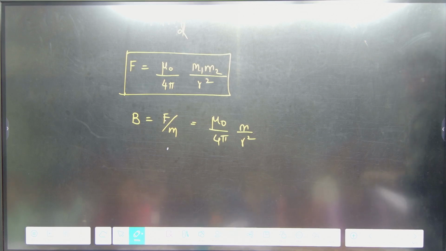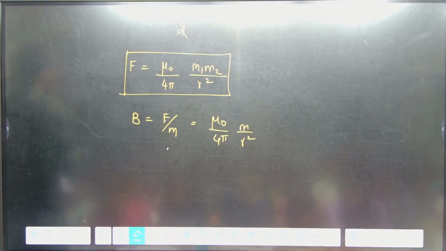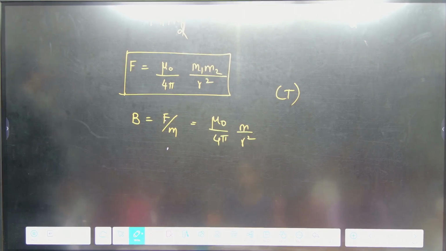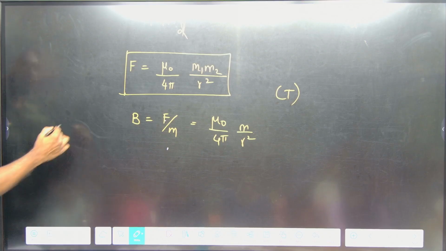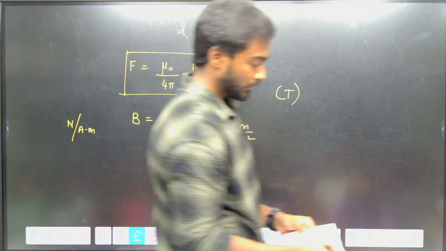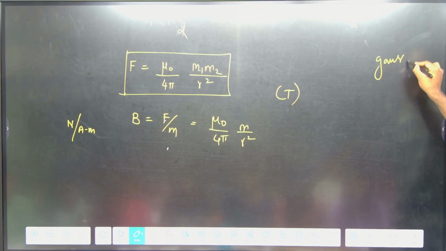Write down, SI unit is Tesla, which is denoted by the capital letter T. Or Newton per ampere meter. CGS unit is Gauss.